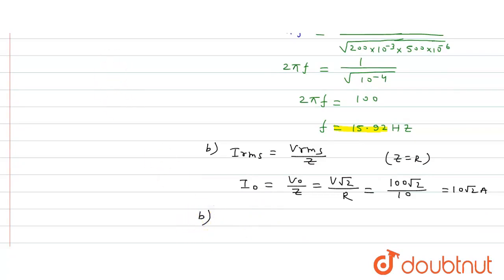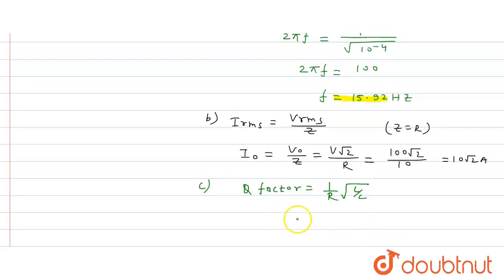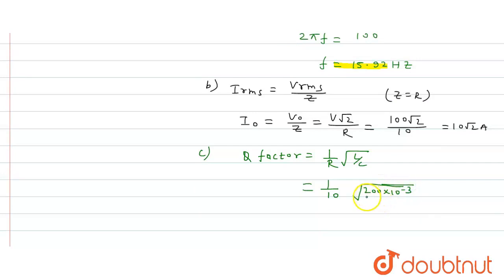Now move on to part C. We have to calculate the Q factor. So Q factor is equal to 1 upon R into under root of L upon C. So this will be 1 upon 10 into the L value, 200 into 10 to the power minus 3, upon the C value, 500 into 10 to the power minus 6.